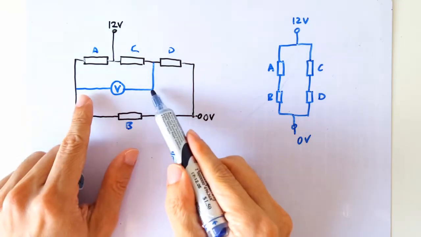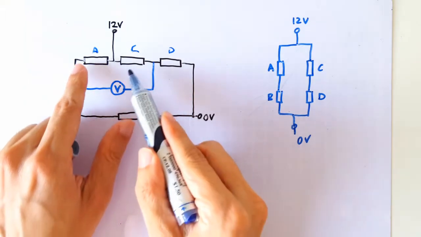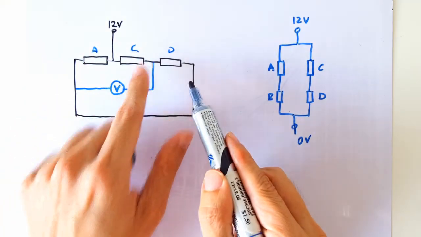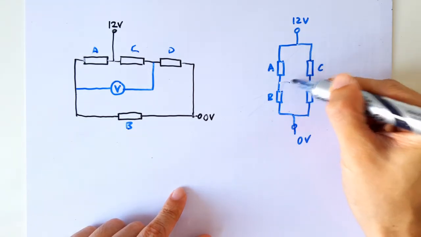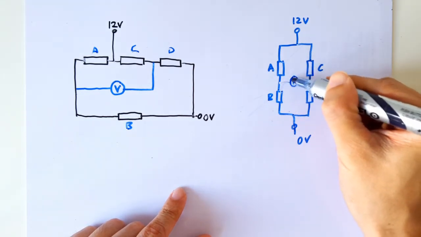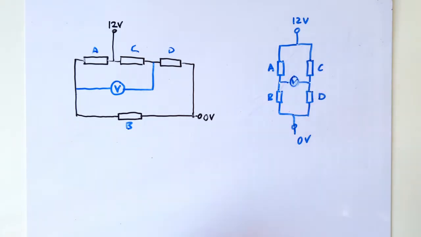And what is this voltmeter connected to? It's connected to the far end of A and the far end of C. So the far end of A and the far end of C. So this is where the voltmeter lies. Alright. So what would this voltmeter measure?